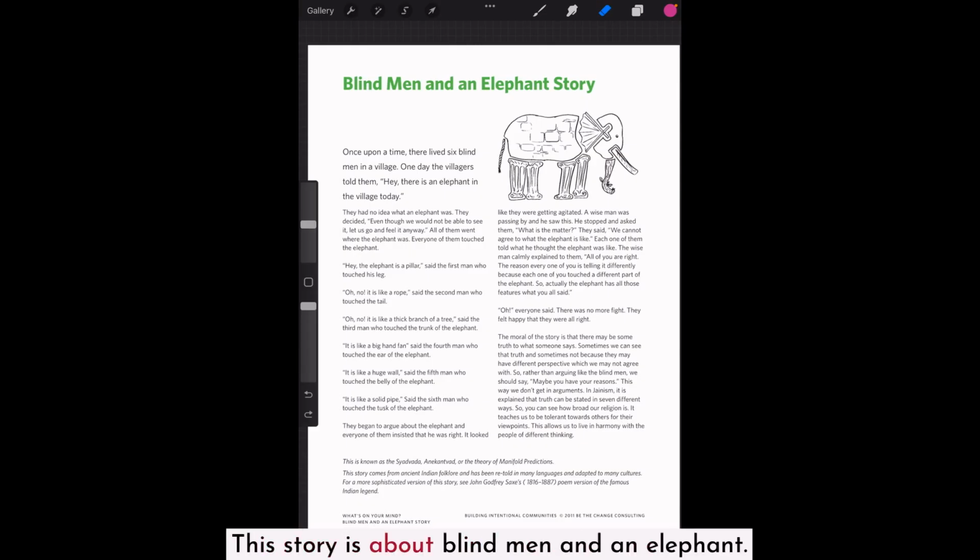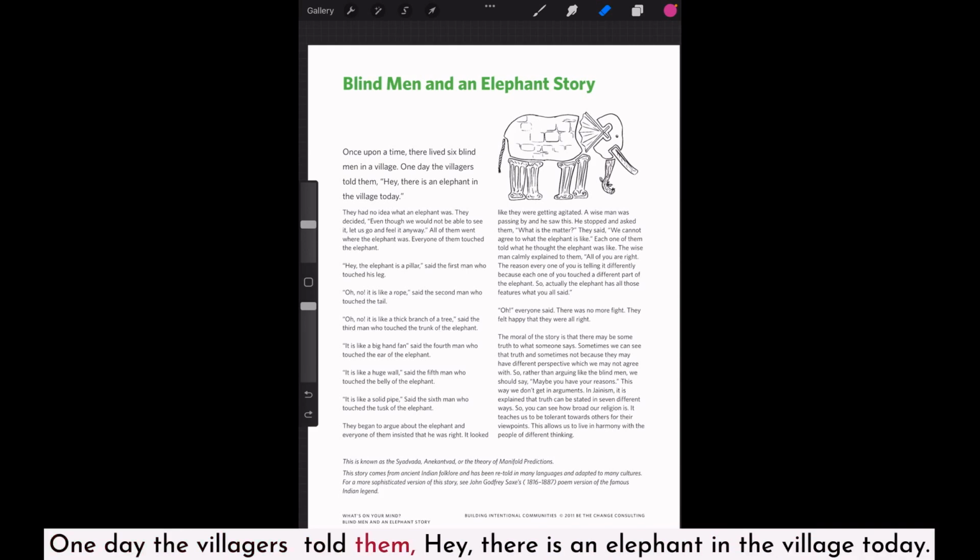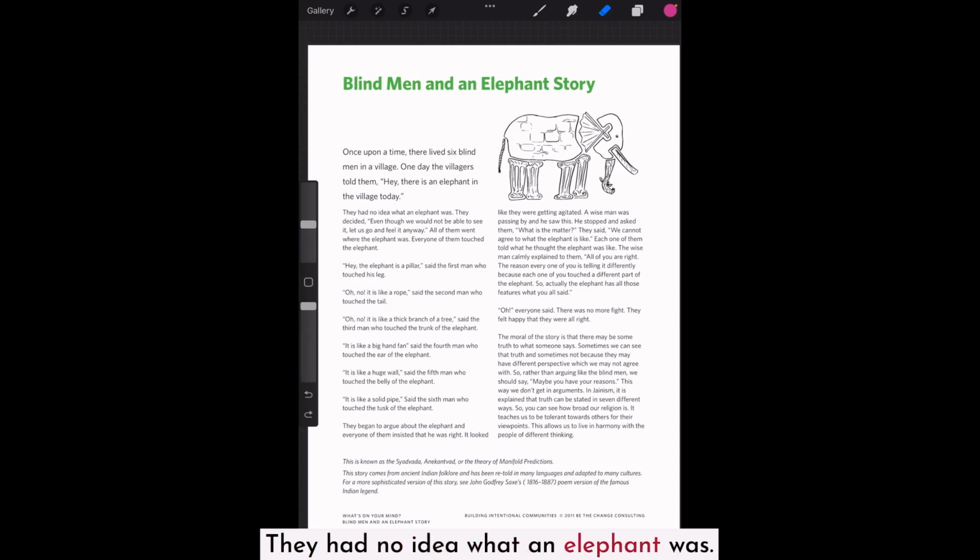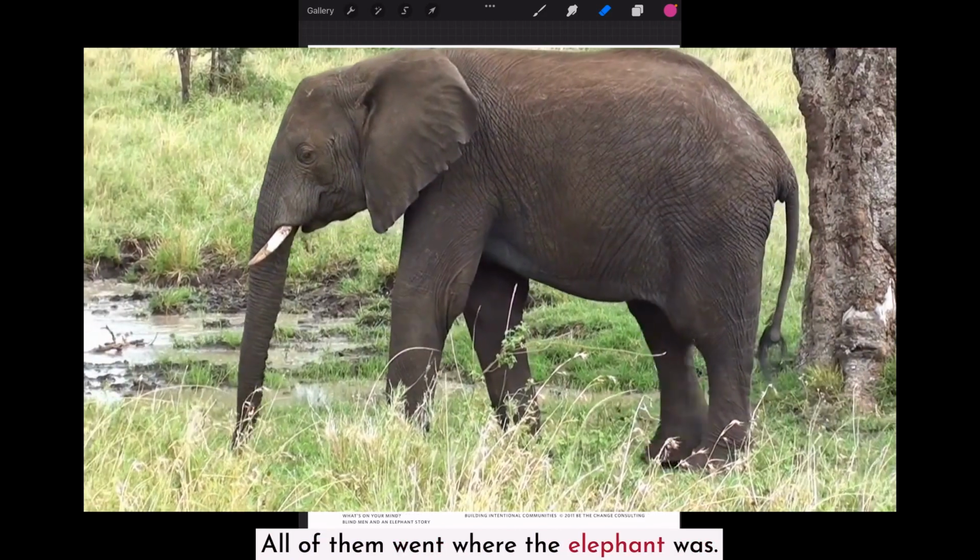This story is about blind men and an elephant. Let's start in the beginning. Once upon a time, there lived 6 blind men in a village. One day, the villagers told them, "Hey, there is an elephant in the village today." They had no idea what an elephant was. They decided, even though we would not be able to see it, let us go and feel it anyway. All of them went where the elephant was.